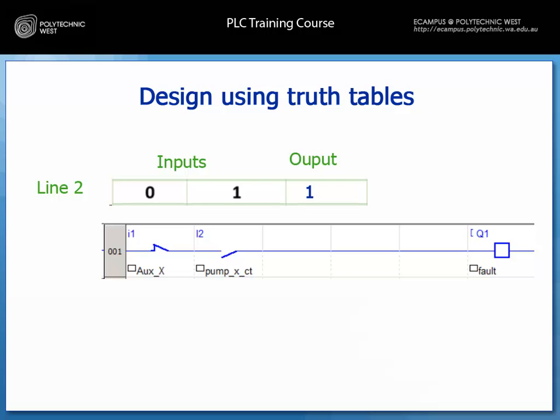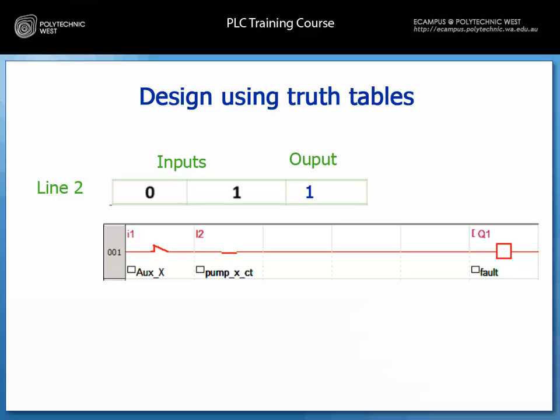For line 2, fault is on if auxiliary X is not on and pump XCT is on. If we use the normally closed auxiliary X and the normally open pump XCT, then this line will be true. This will only work for the condition when auxiliary X is off and pump XCT is on.